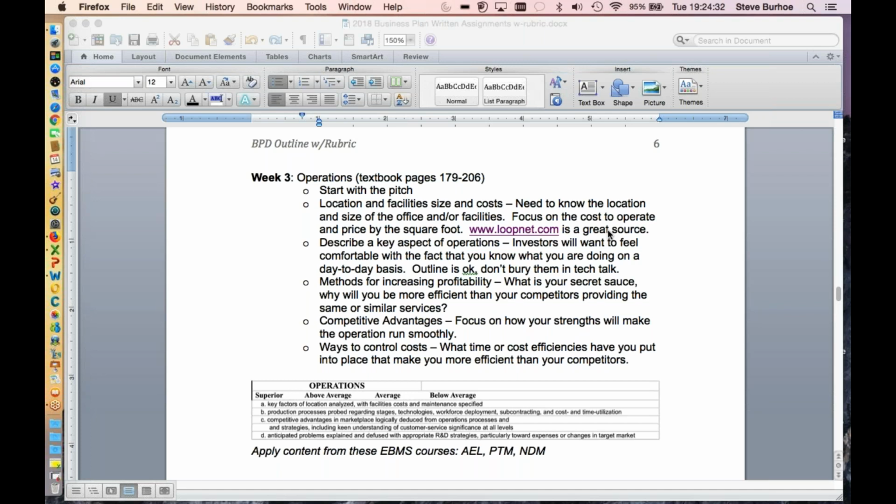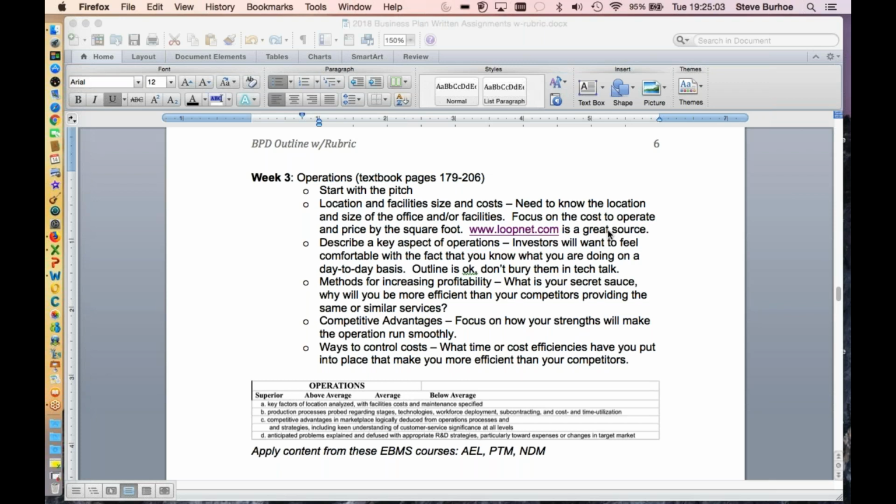So again, think about what's your secret sauce, what's your competitive advantage. Again, focus on your strengths, things that make your company run smoothly. What are the strengths that you have, or what opportunities do you see that are coming? Or you can also weigh it against your competitors. If there are weaknesses that you've identified that you can take advantage of, tell me what those are.